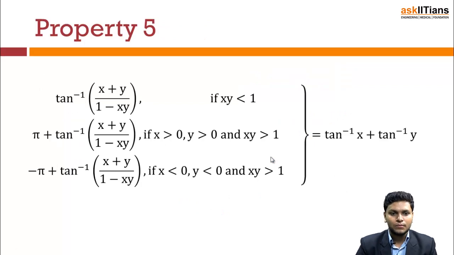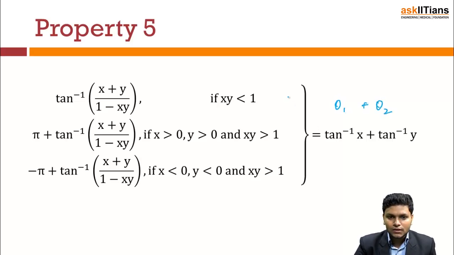Next, in the most important properties: tan inverse of (x plus y) over (1 minus xy) if xy is less than 1, pi plus tan inverse of (x plus y) over (1 minus xy) if x greater than 0, y greater than 0, xy greater than 1. This again is the same thing. Why there is a variation in the formula, I can just directly use theta 1 plus theta 2 in order to get towards the answer.